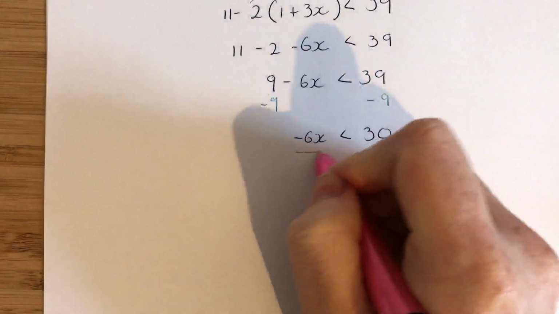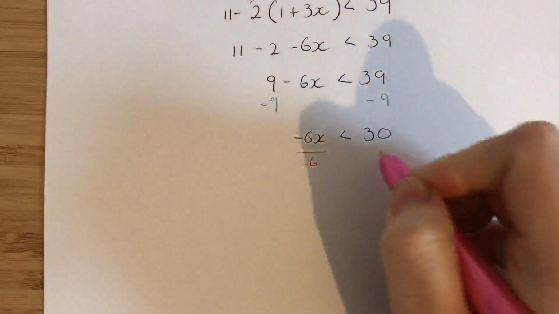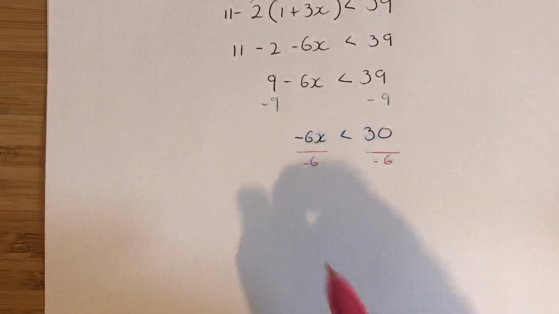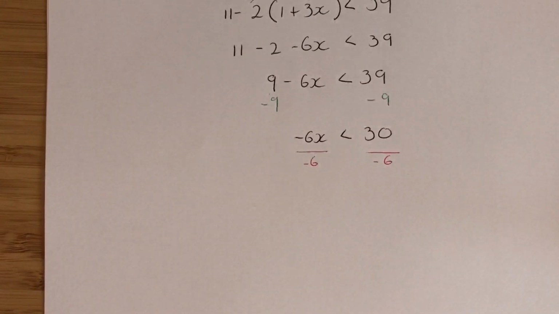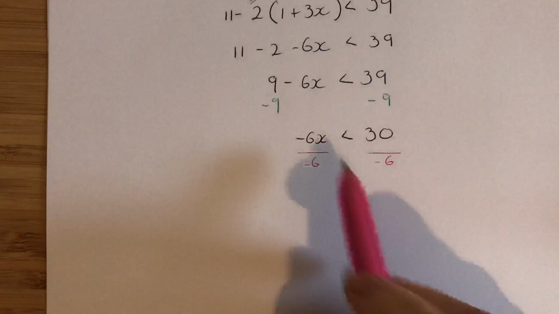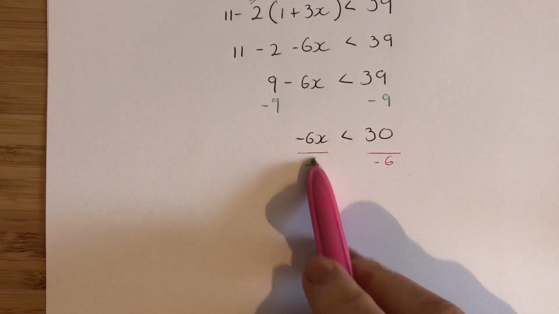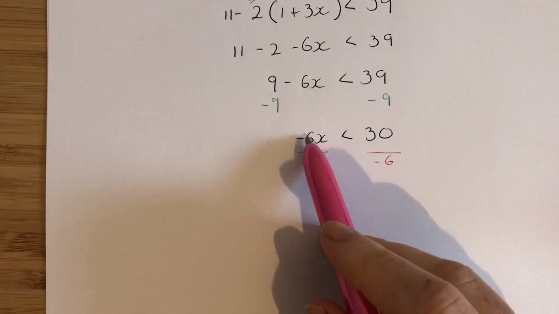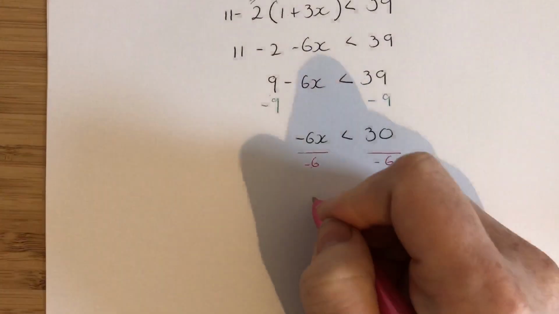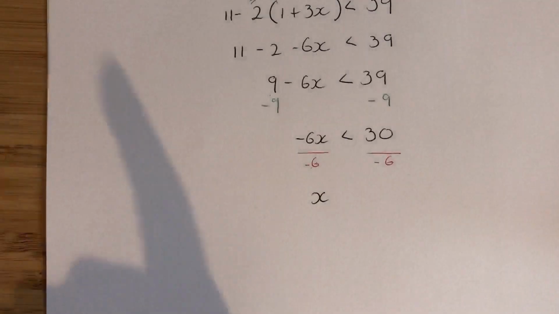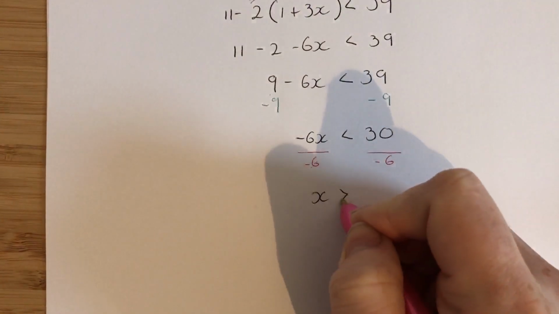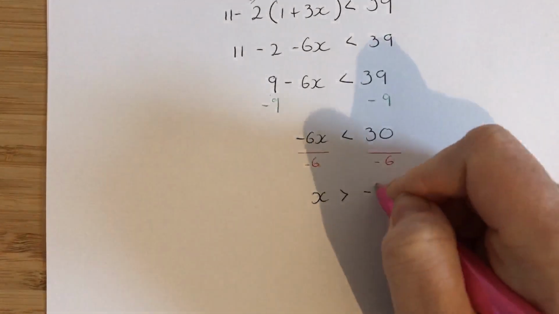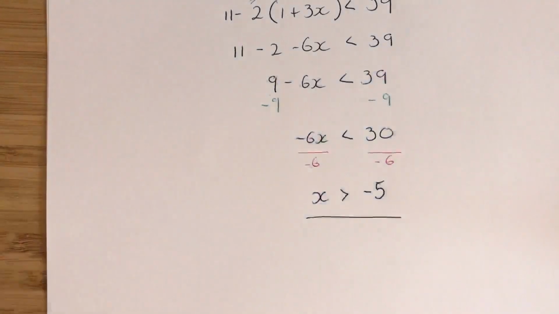So to get x by itself here, right now it's being multiplied by -6. So we have to divide by -6 on both sides. I've just written it as a fraction. Now this is the one thing you need to remember when you're solving something with an inequality. If you divide by a negative number or multiply by a negative number, this inequality sign flips around the other way. So -6x divided by -6, you end up with just x. We've divided by a negative number, so it changes to greater than, and 30 divided by -6 is -5. And that's your final answer.